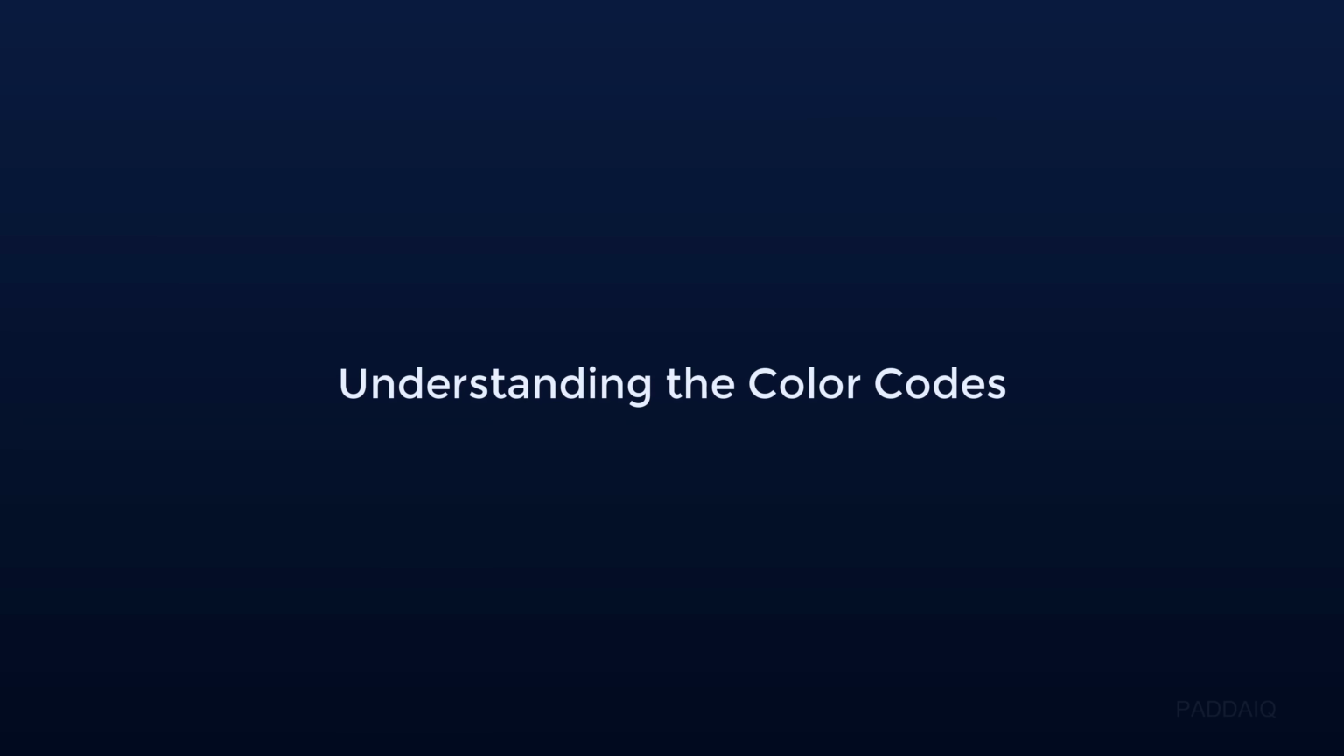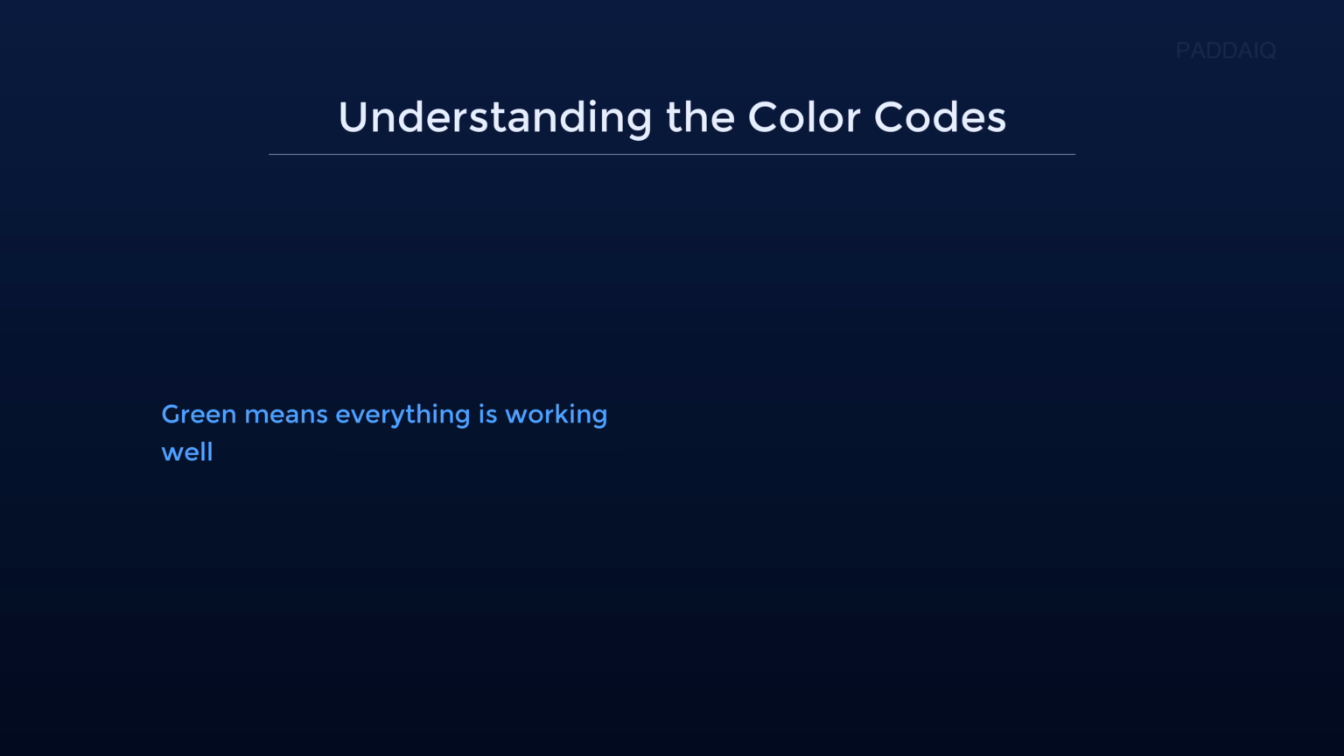Understanding the color codes. Green means everything is working well. This indicates all systems and services are operating normally without issues. For example, when your application's status is green, users can access it without errors. This color gives you confidence that your SAP BTP environment is healthy and fully functional.